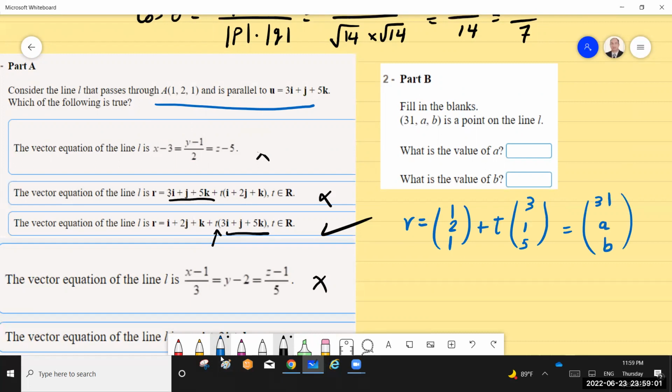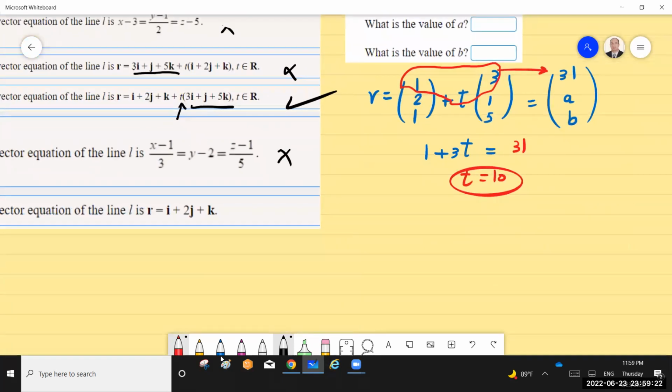The point 31 comes from 1 plus 3t, yes? 1 plus 3t, this part, is equal to 31. So solving this for t gives you 10. So just put the parameter 10 in this equation, and you will get the values of a and b. Very easy.